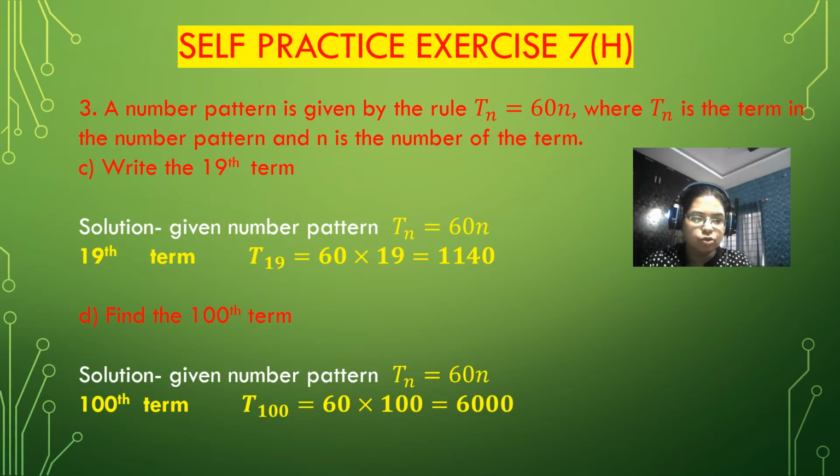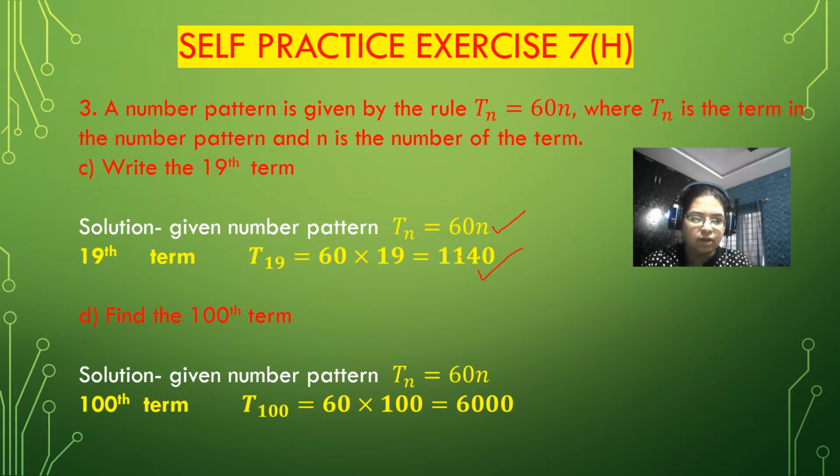Now we'll solve question number 3, part C. Write the 19th term. We have been given the number pattern Tn equal to 60n, and we have to find the 19th term. That is, we have to put the value of n as 19. So the 19th term will be T19 equal to 60 multiplied by 19, that is 1140. So the 19th term will be 1140.